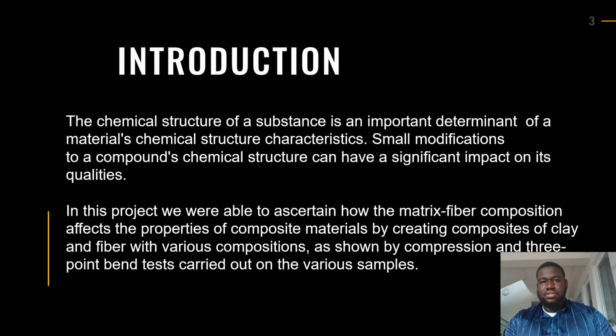A brief introduction. The chemical structure of a substance is an important determinant of a material's characteristics. Small modifications to a compound's chemical structure can have a significant impact on its qualities. In this project, we were able to ascertain how the matrix fiber composition affects the properties of composite materials by creating composites of clay and fiber with various compositions, as shown by compression and the three-point bend test carried out on the various samples.